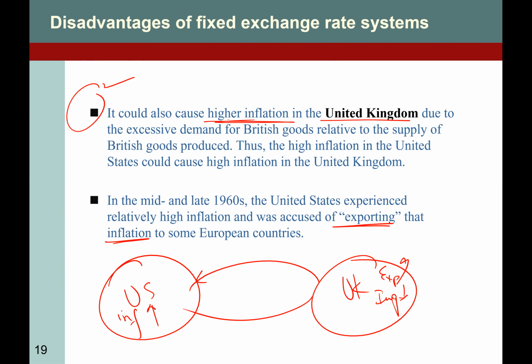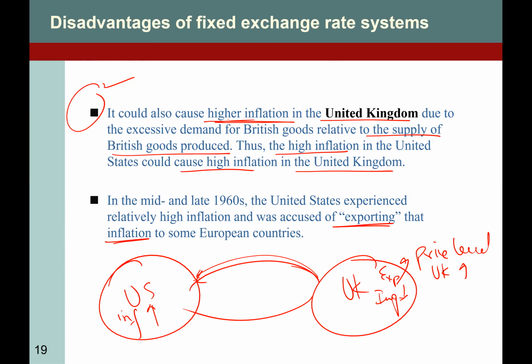What happened? When the excessive demand for British products is high relative to the supply of British producers, what happens here? The high inflation in the United States caused high inflation in the UK as well, because they are exporting here, and due to exports, all the suppliers will be going here, and the price level within the UK starts rising.